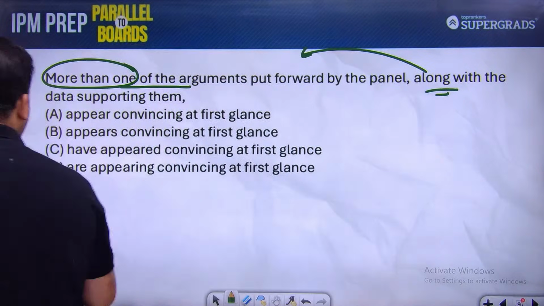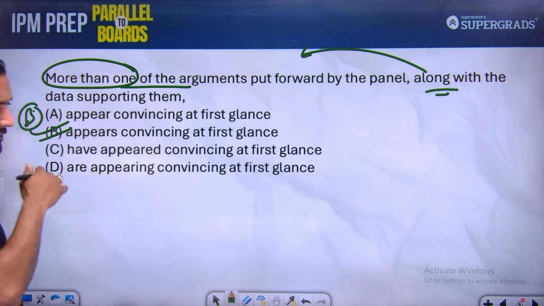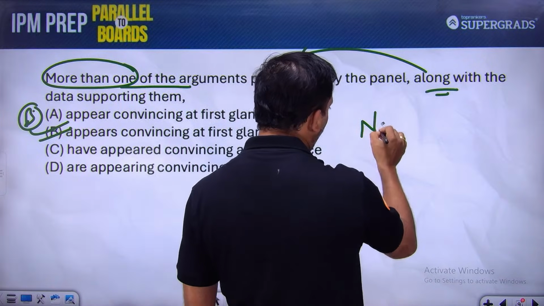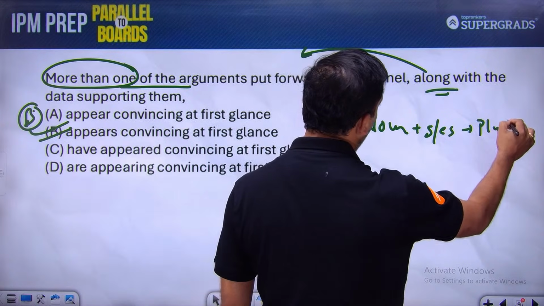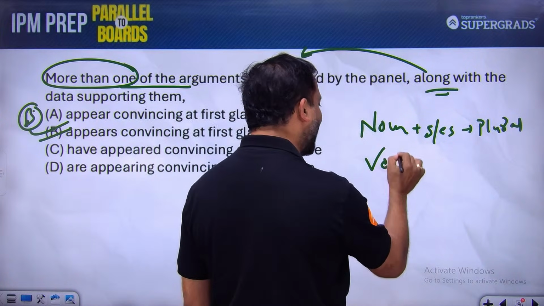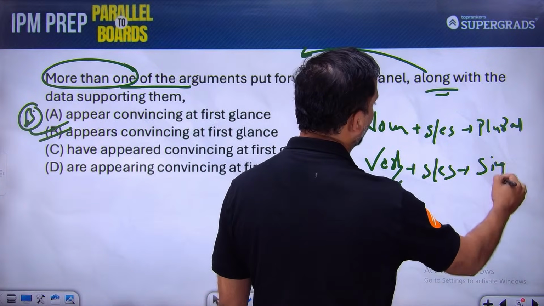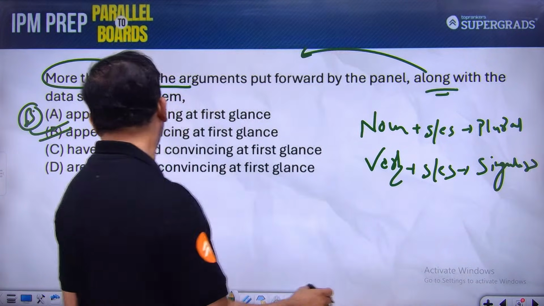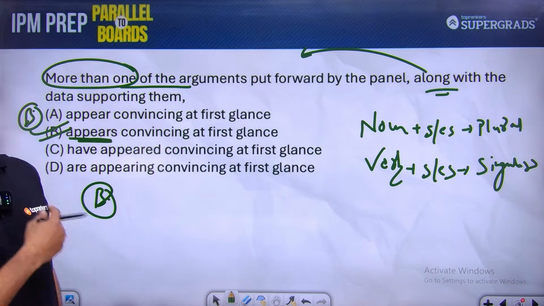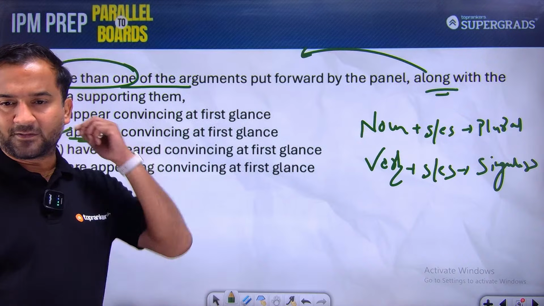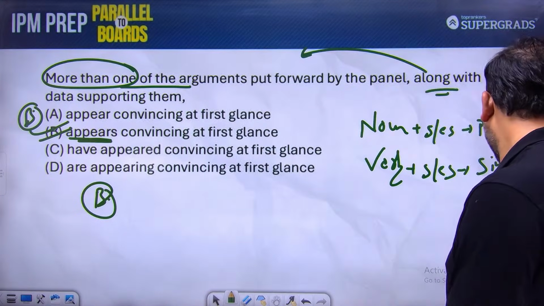So it should be "appears convincing at first glance." Now, with nouns when we add s, it becomes plural. But the opposite happens when we do the same with verbs. Verb plus s is singular. So this should be "appears convincing at the first glance." So C must be the correct answer to this. I beg your pardon. B must be the correct answer to this question.